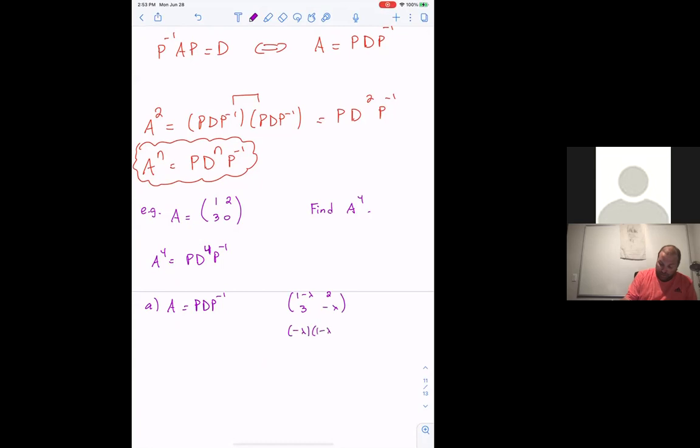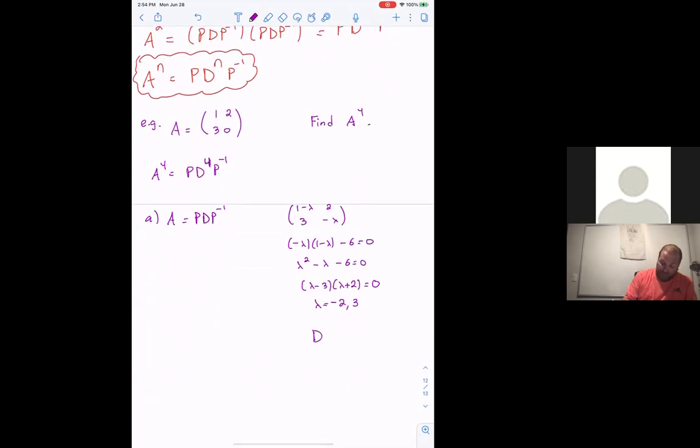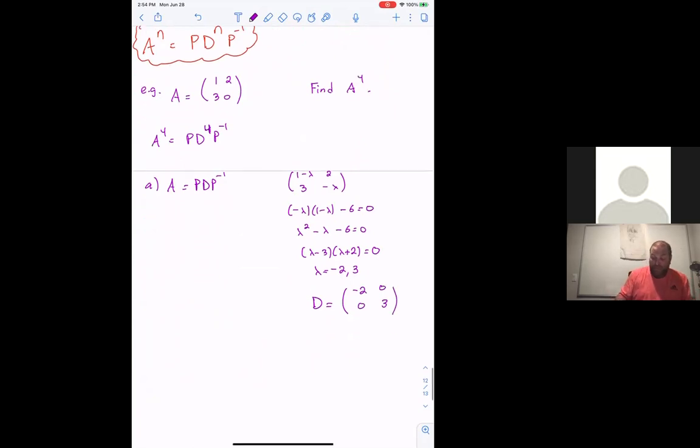Negative lambda times 1 minus lambda minus 6 is equal to 0. Lambda squared minus lambda minus 6 is equal to 0. Lambda minus 3, lambda plus 2 is equal to 0. Lambda is equal to negative 2 and 3. Okay, I now have my D matrix, negative 2 and 3 along the main diagonal, and zeros everywhere else. Great. What about my P matrix?